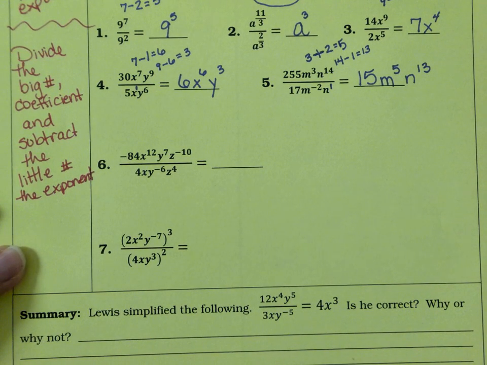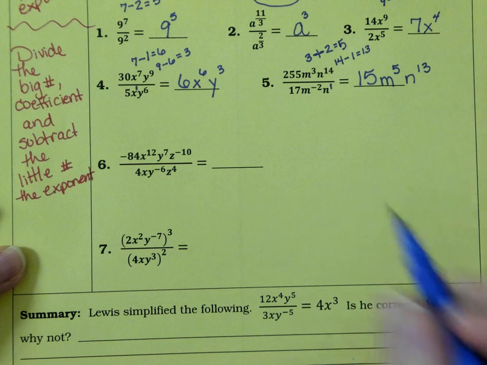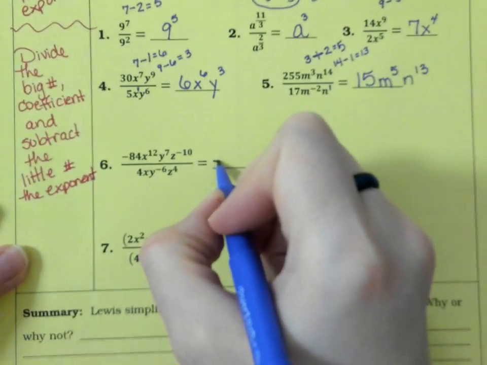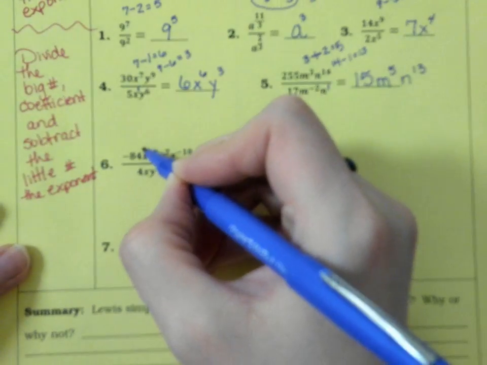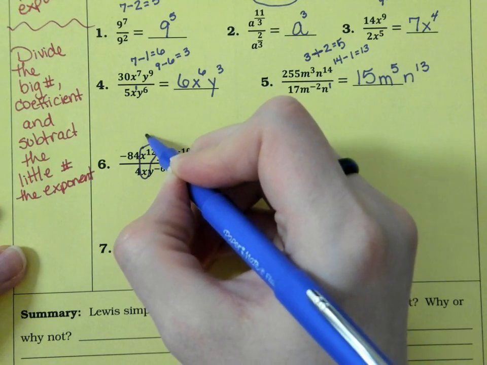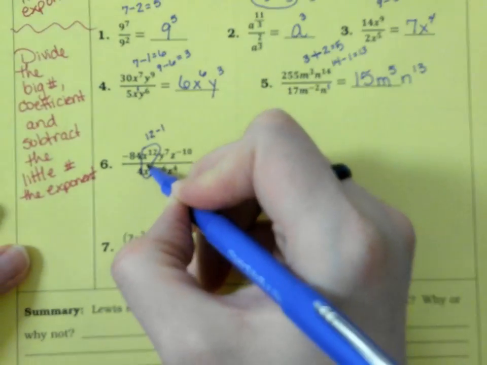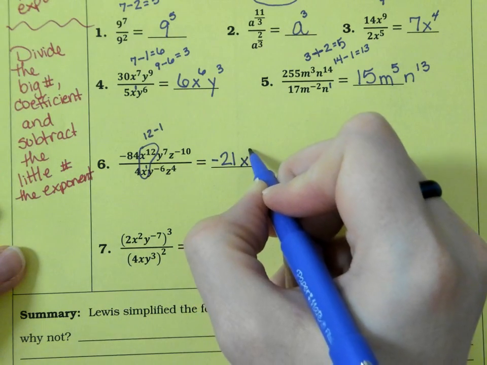Next, I have negative 84 divided by 4, which gives me negative 21. And then I deal with my exponents. So I have 12 minus 1. So that gives me 11.